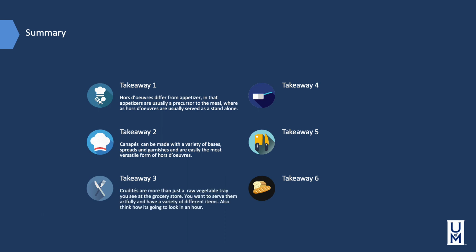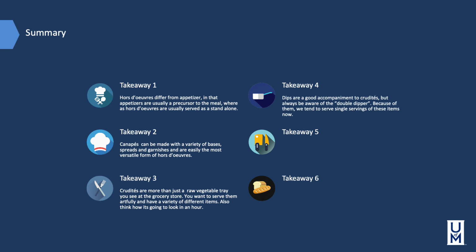Crudités are more than just raw vegetable trays that you see at the grocery store. You want to serve them artfully and have a variety of different items. Also, think about how that tray is going to look in the next hour when everybody gets a hold of it. You also want to have smaller versions of these trays so you can change them out more frequently. Even when they get about halfway destroyed, you don't want to leave it sitting there with just a little bit of food on it. You always want to keep them fresh and updated.